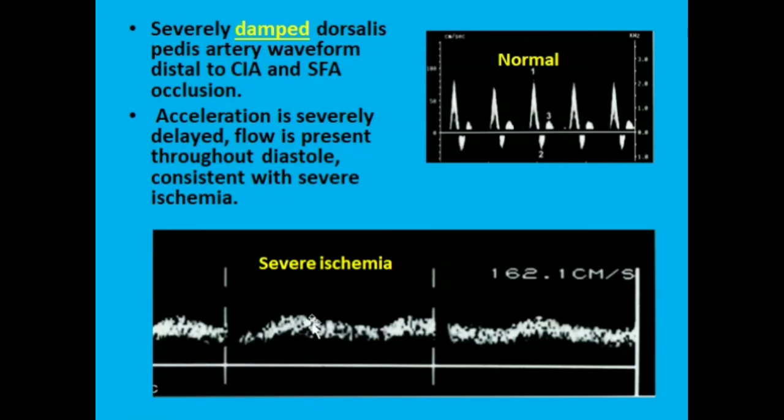Therefore, the wave pattern is changed from high resistance to low resistance as the tissue distal to the stenosis is begging for blood. So this acceleration time is very much prolonged.